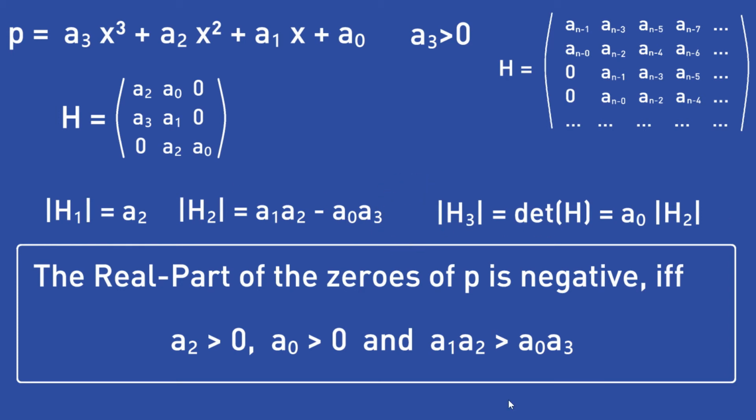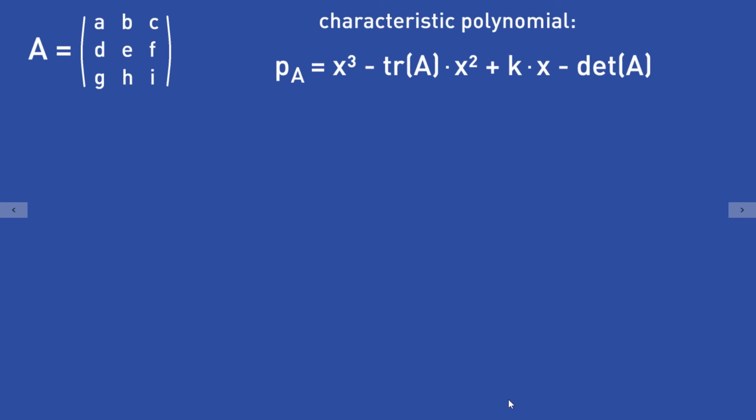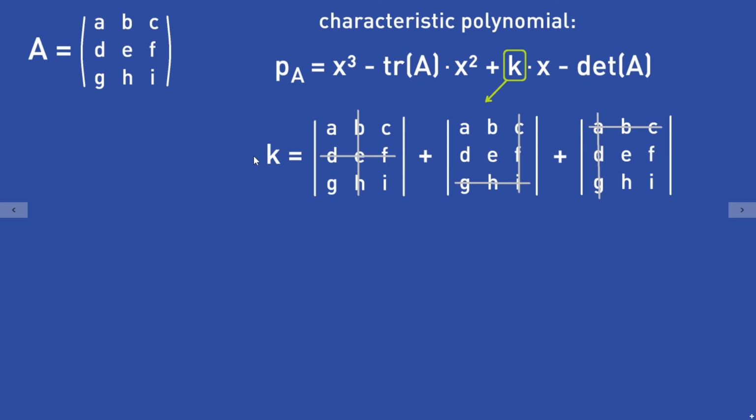Let's take a look at the eigenvalues of a 3 times 3 matrix A now. So here we have a 3 times 3 matrix A. The characteristic polynomial PA of this matrix A looks like this here. PA depends on the trace of A, the determinant of A, and the coefficient k. This coefficient k here can be calculated the following way. K is equal to the sum of the determinants of the following submatrices of A, this here, and that here.